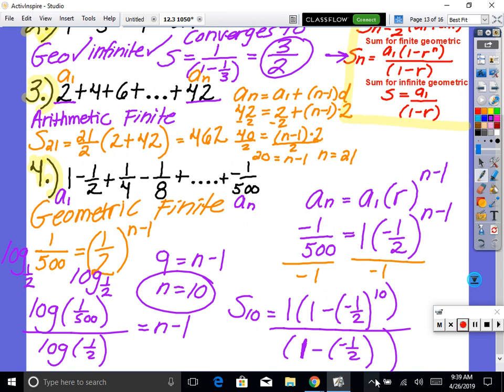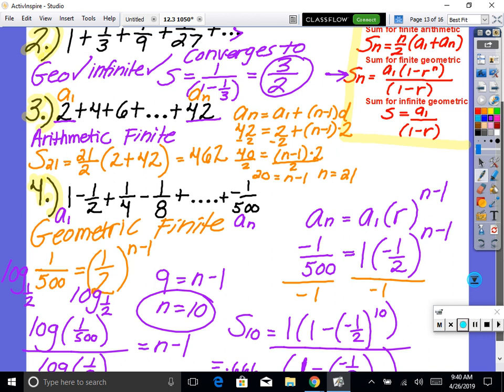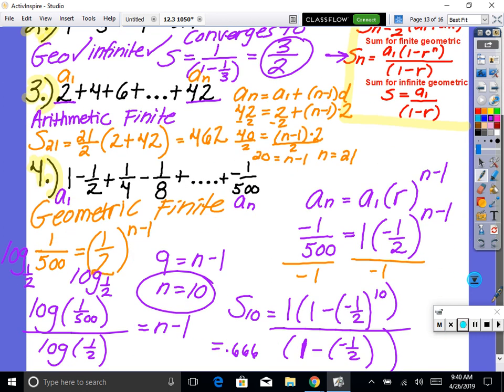I get 0.666. Wait, isn't that like the sign of the devil or something? Did you get that, or am I typing it in wrong? 0.666. Sweet. And then there's more to it, but I just don't have room to write it. Cool. Okay, any questions on that?